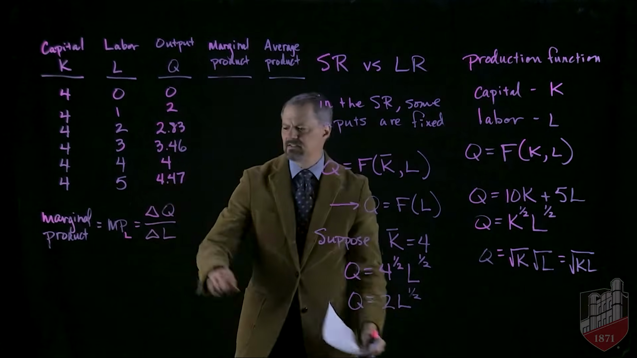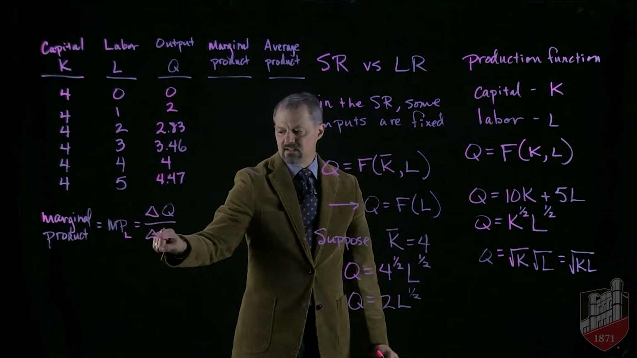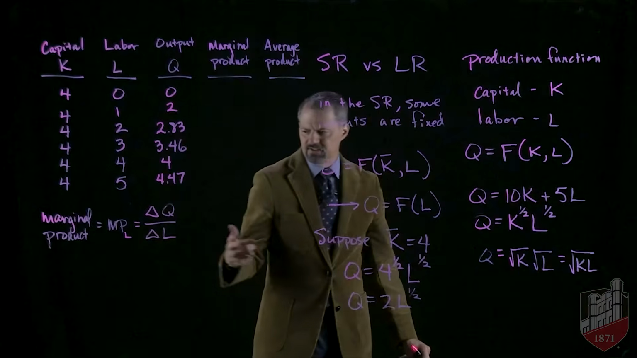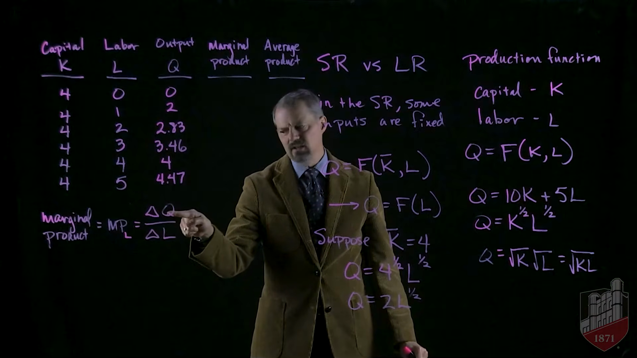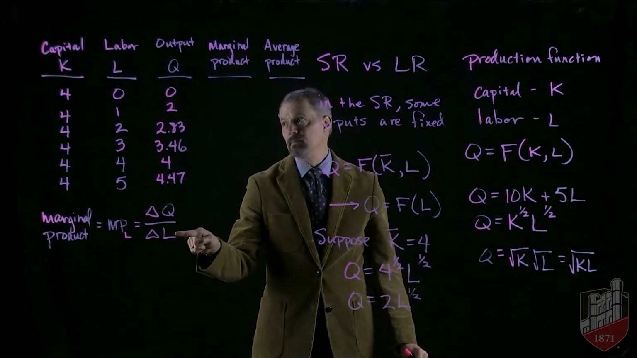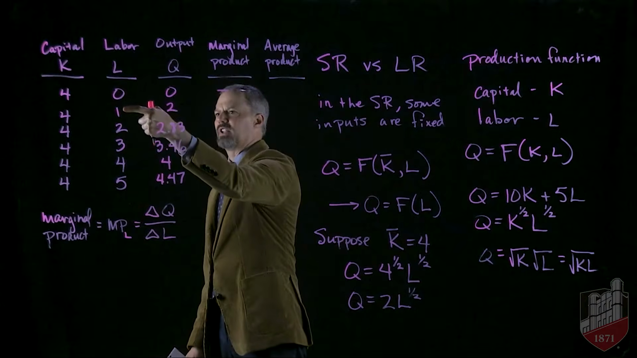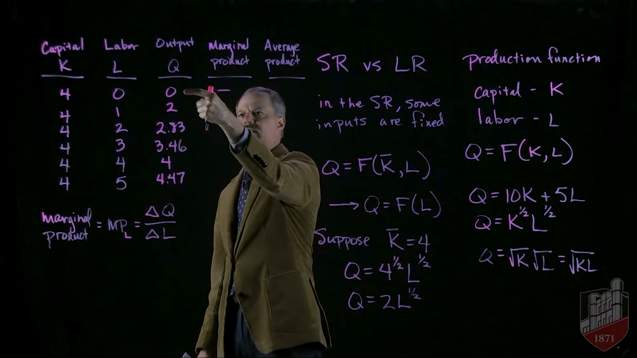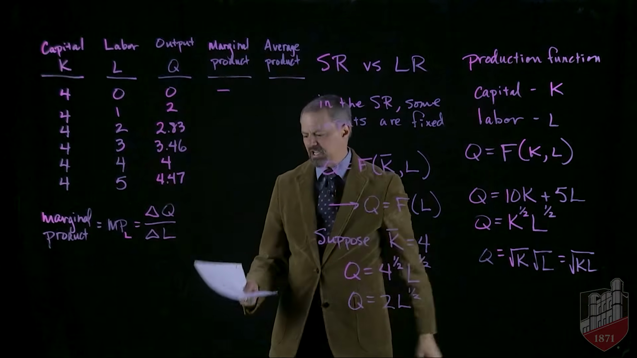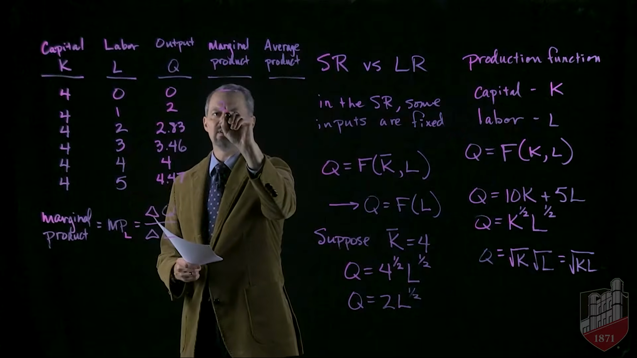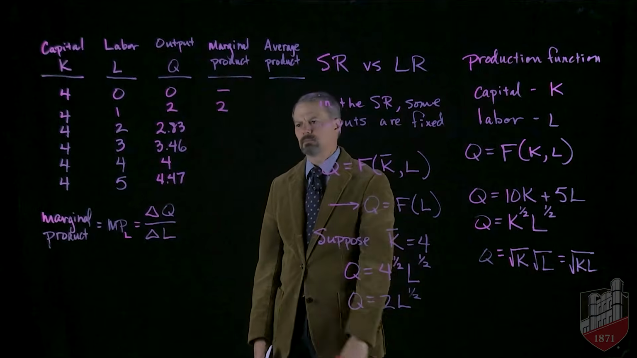That delta, I think I've probably used that before, but if I haven't, that triangle, the delta symbol, stands for change in. So it's the change in output when we change labor. Well, we're going to be thinking about going from 0 units of labor to 1 unit of labor, and we can see that output goes from 0 to 2. So our output changed by 2 units. That means the marginal product of the first worker is 2 units of output.